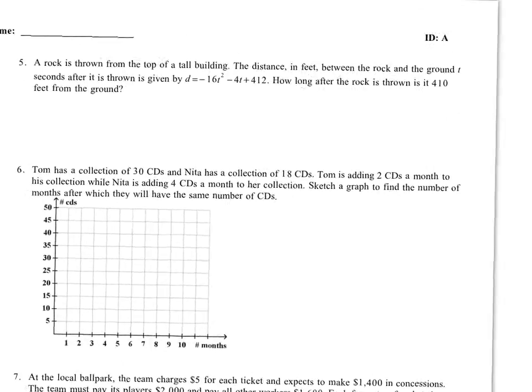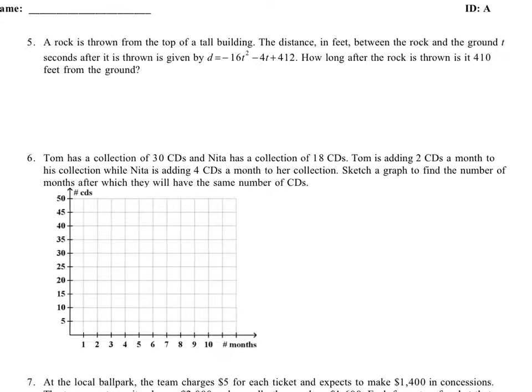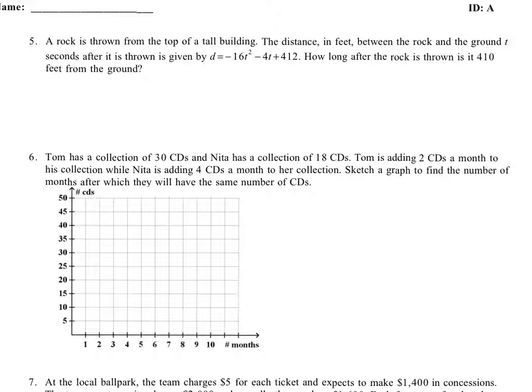A rock is thrown from the top of a tall building. Distance between rock and the ground, d, is given by an equation. How long after the rock is thrown is it 410 feet from the ground? Okay, 410 feet from the ground means the d, because that's the distance from the ground.